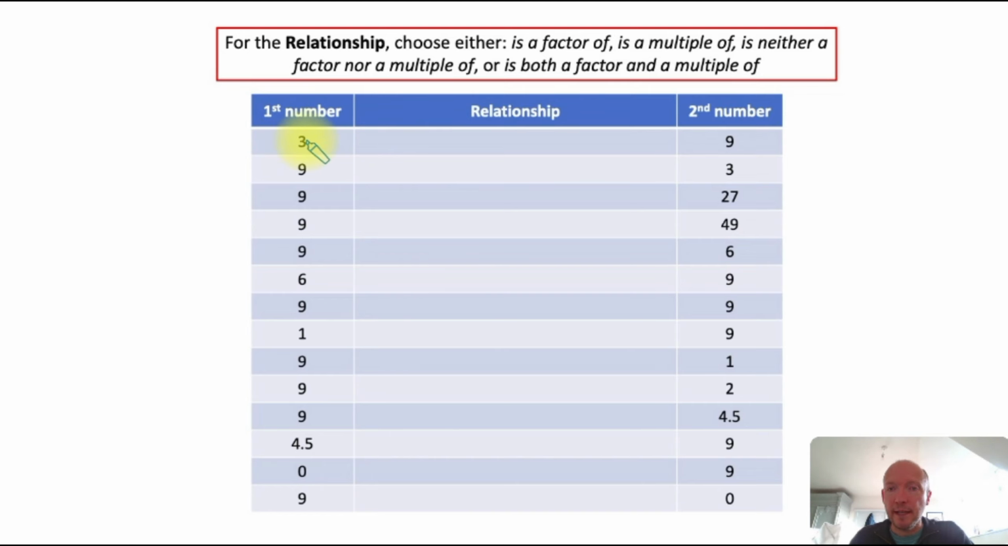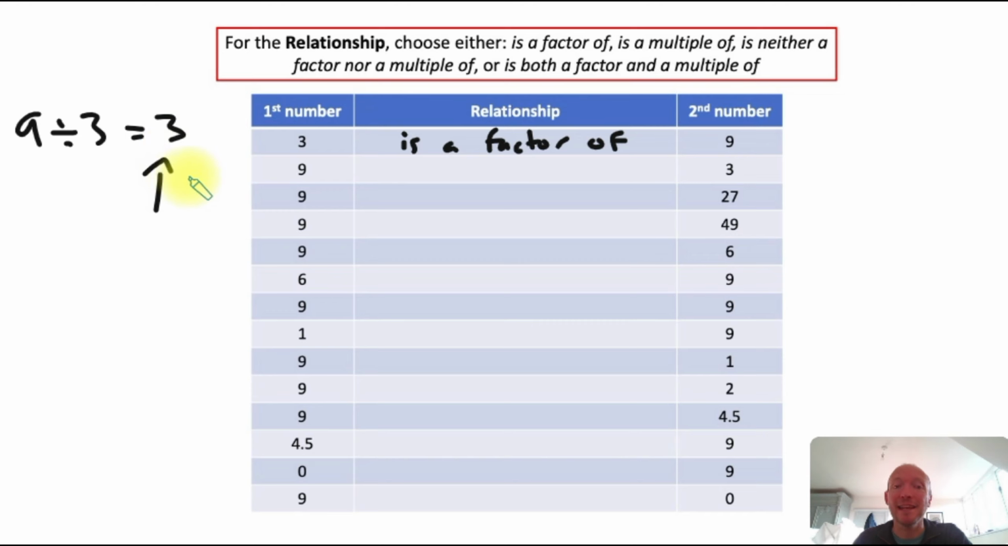Right, so let's look at the first one here. So this line here is 3 something 9. So is 3 a factor of 9? Is it a multiple of 9? Is it neither, or is it both a factor and a multiple of? Well, 3 is a factor of 9. Why is that? Because you can divide 9 by 3 to give a whole number answer. It just happens to be 3 again in this case, but the important point here is that this is a whole number, an integer.